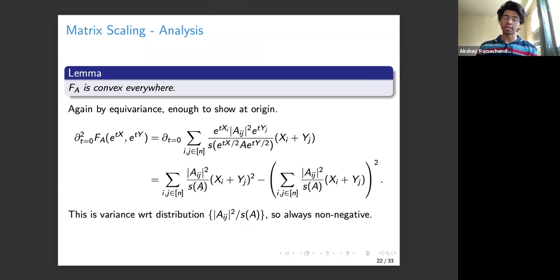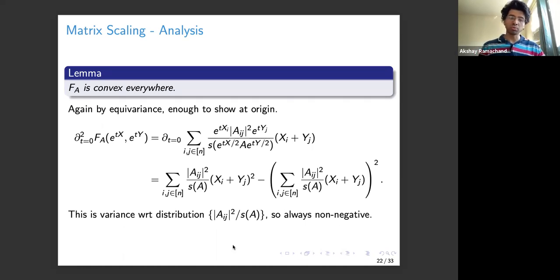Cool. The second lemma we need is that F is convex, right? So we've shown that it's good to find critical points of this function, and if the function is convex, then in fact you can just search for local minima, and that's much easier usually, right? So again, by equivariance, by that same trick, you can move to the origin, and we just need to verify that at every point, or equivalently at the origin, the second derivative in any direction is non-negative, right? And once again, you take a derivative, and you should get a sum of squares and another square.